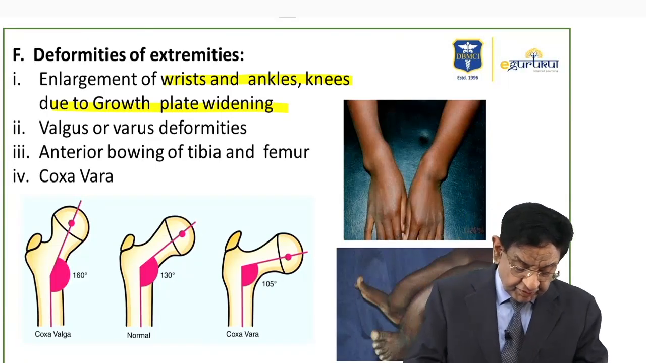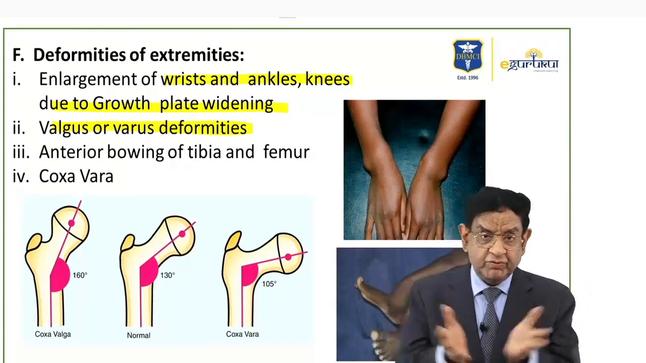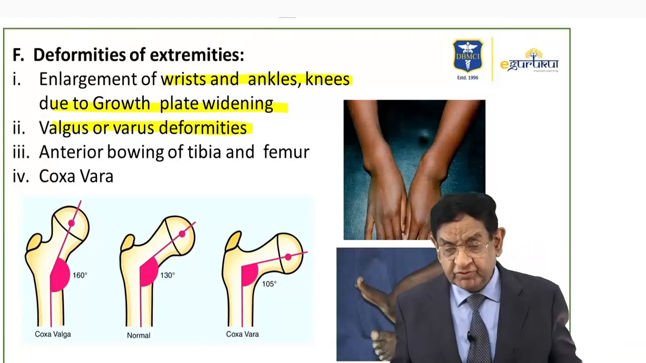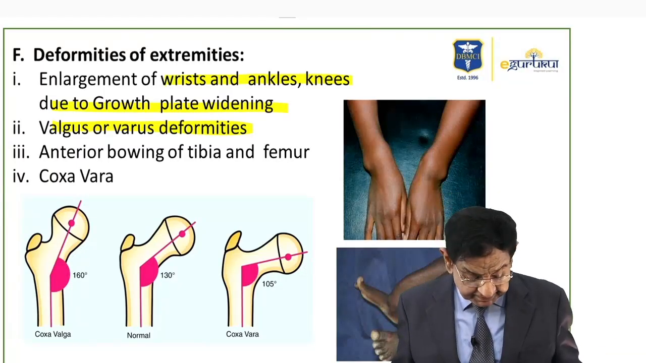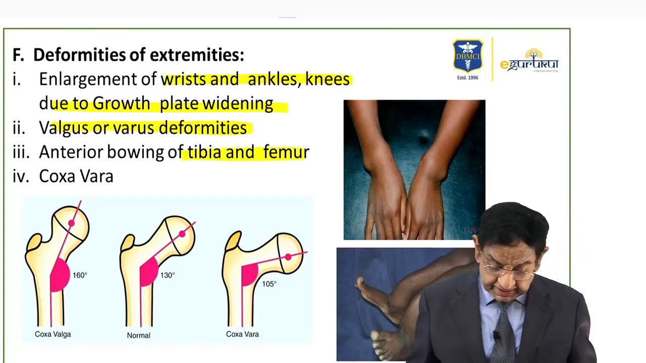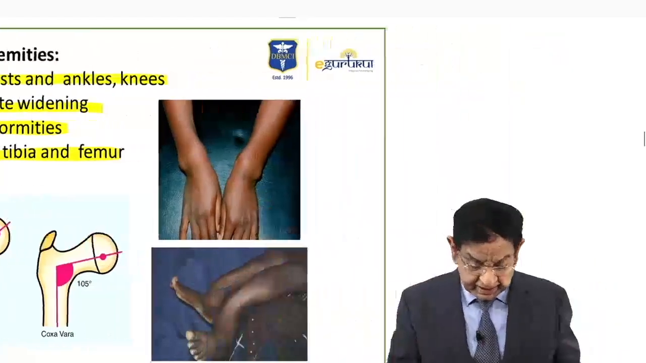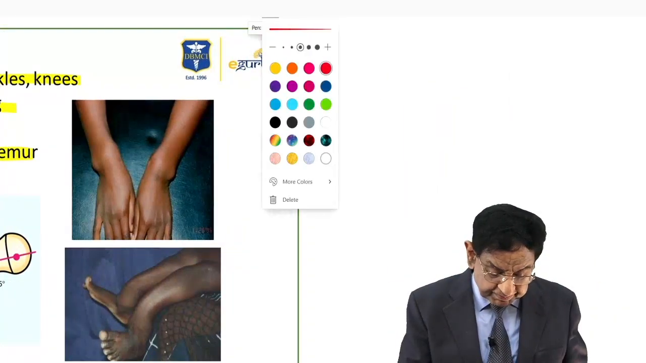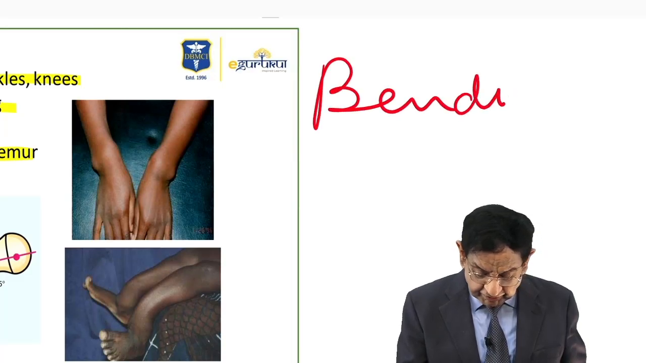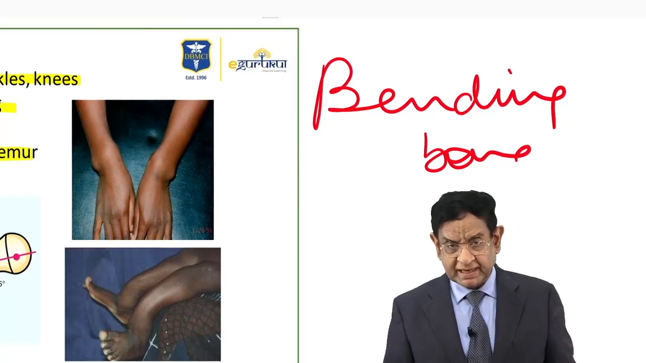That can give rise to varus or valgus deformity. The leg may move inward, so-called varus, or it may go outward, a valgus abnormality. There may be anterior bowing of the tibia and femur, bowing forward. What you can say is bowing or bending of the bone. Simply, if I have to give you only one word, bending of bone occurs, in any bone. Especially the leg bones are more likely to get involved.